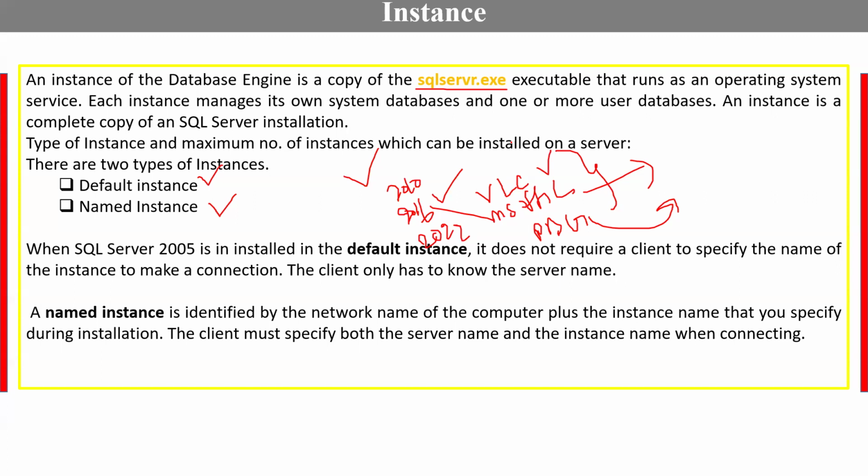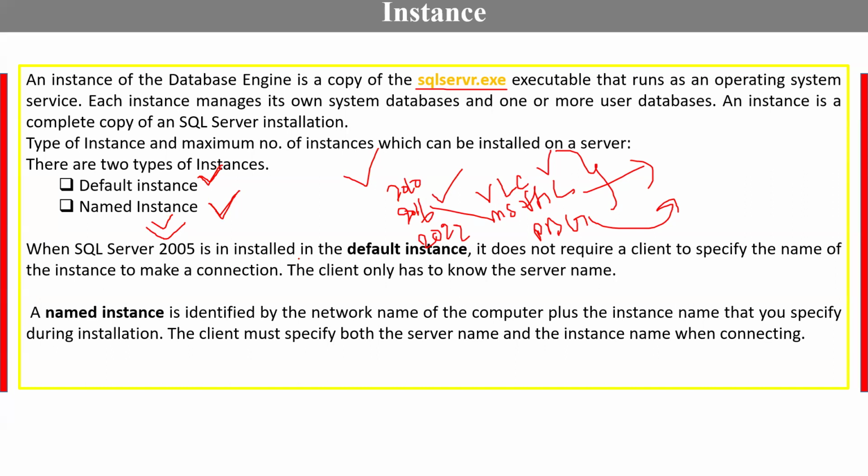But in reality, we maintain one instance per server, unless there is a need, then we can go for one more instance on the same server. That time, one will be the default instance and one will be a named instance, or you can go for two named instances. That depends on the user. Two or three named instances you can also install, but only one default instance for one server.